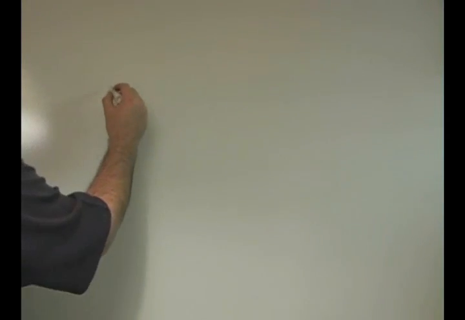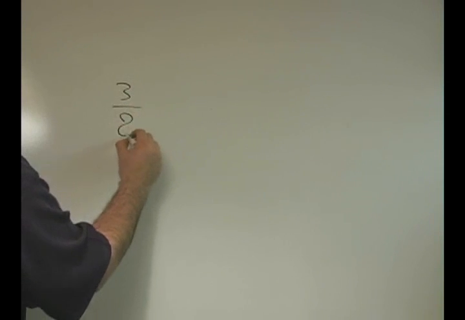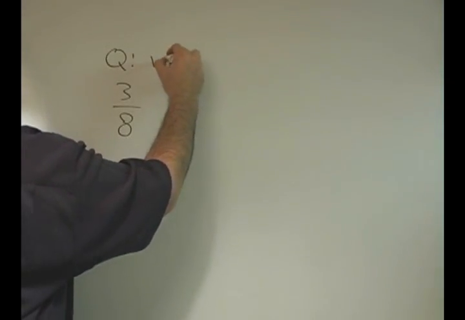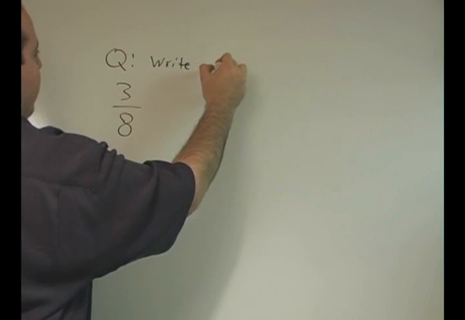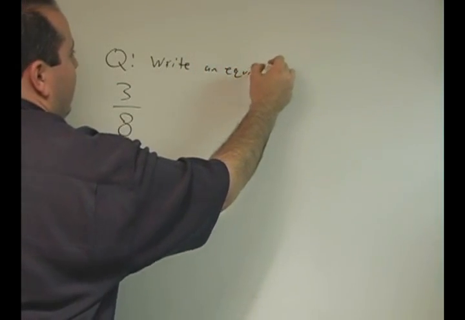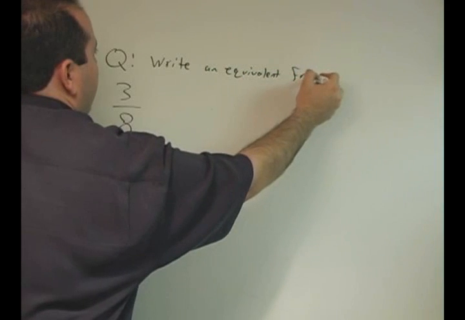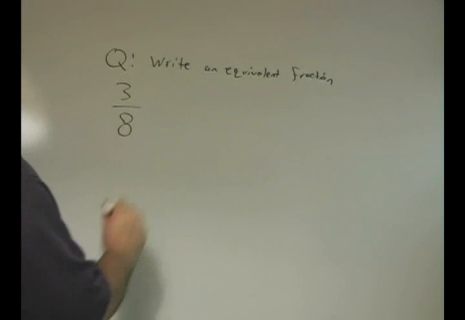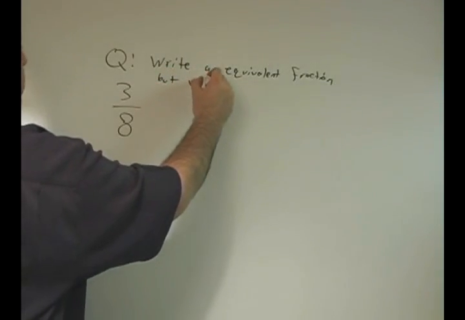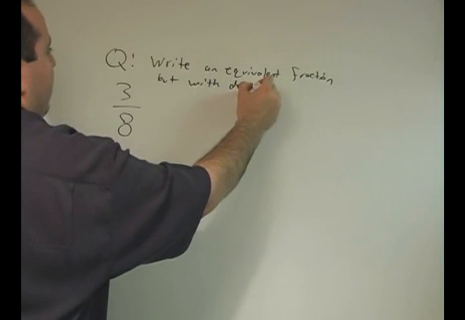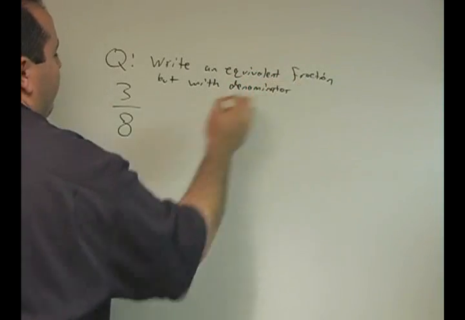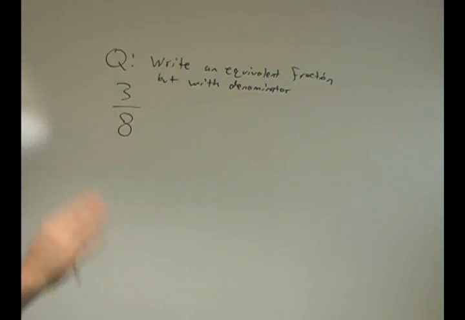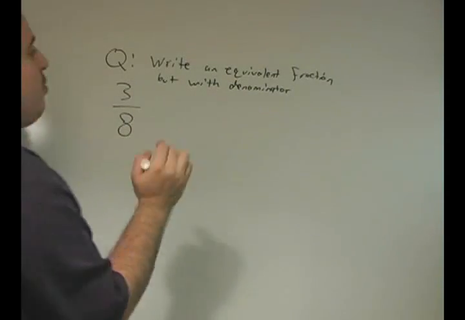Okay, let's look at the fraction 3 over 8. I'm going to write down the question here. Let's say the question asks you to write an equivalent fraction, so another fraction that's equal to this one, but with a different denominator, denominator of course meaning the bottom number. Let's say I don't like the 8. For some reason I want the denominator to be 24.